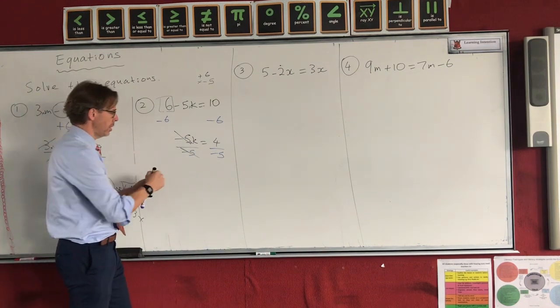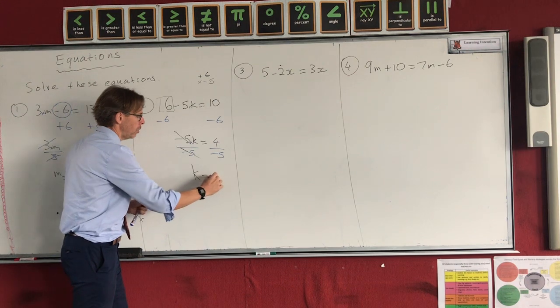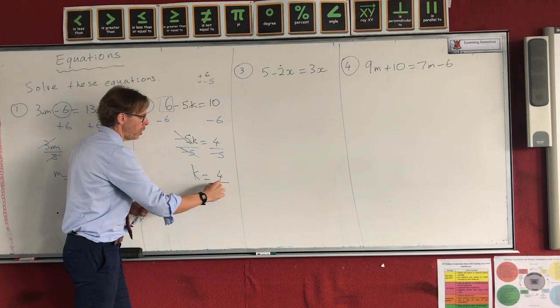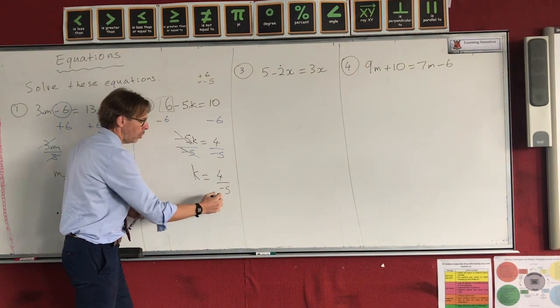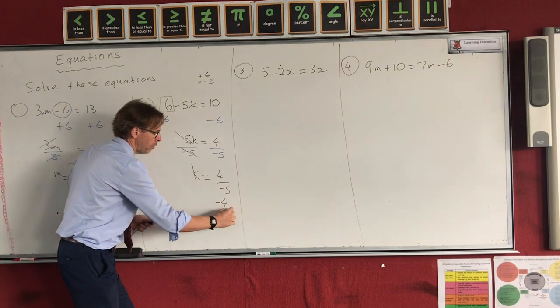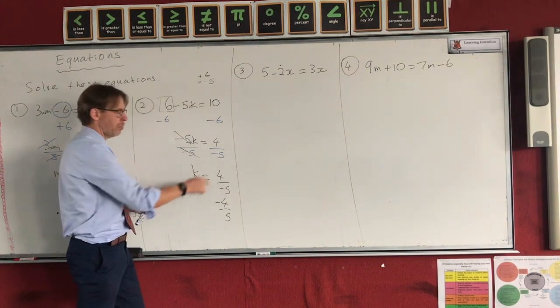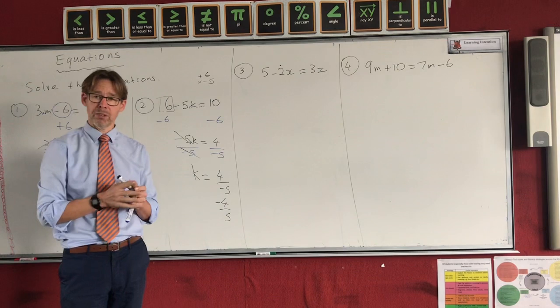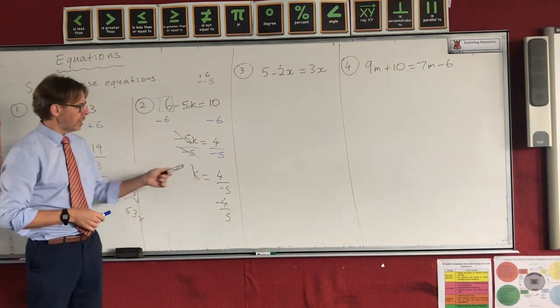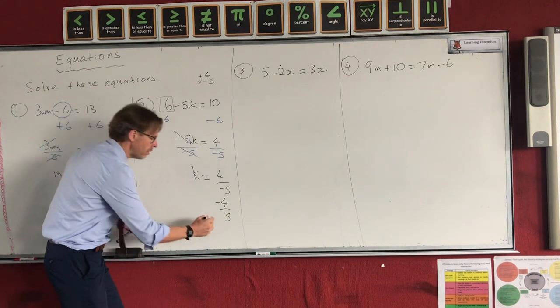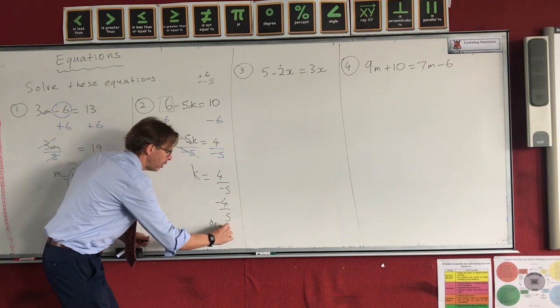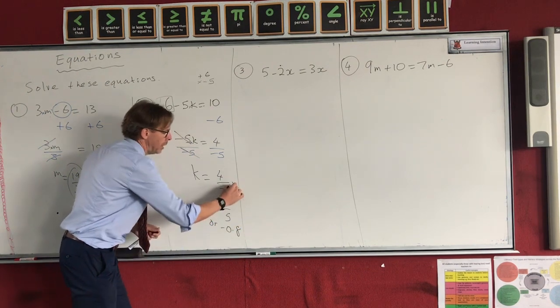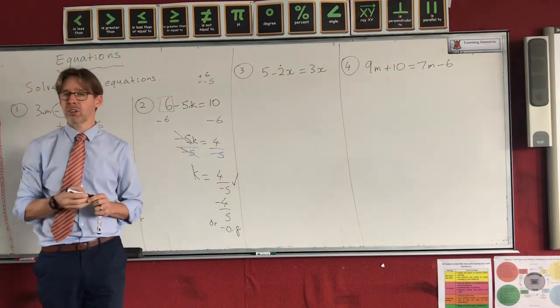And you get k equals 4. Now 4 over minus 5 is fine, or you could write it as minus 4 over 5. Doesn't matter where the minus sign goes, as long as you put it somewhere. Okay. Now you could write that as a decimal. You could write down minus 0.8, but again, leave it as a fraction. That's all you have to do.